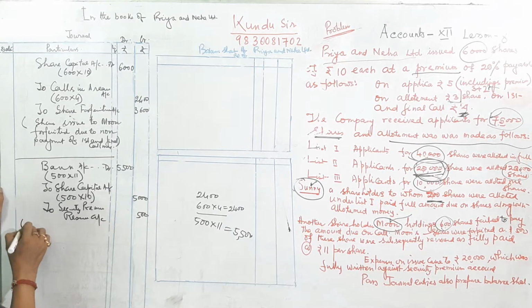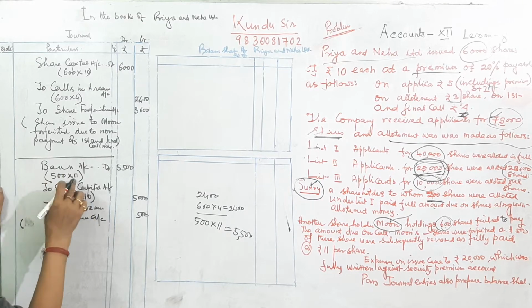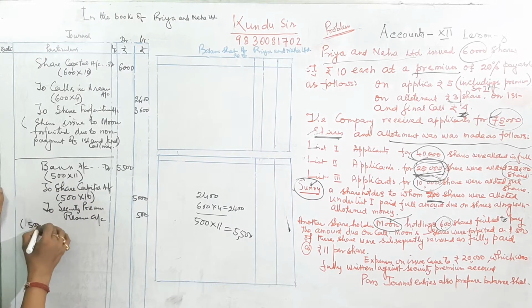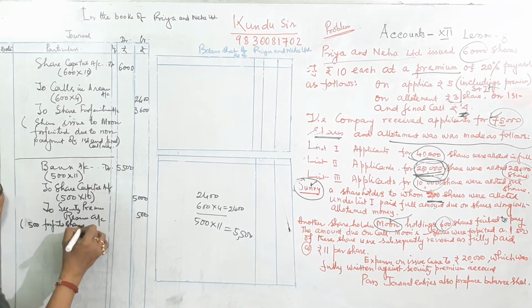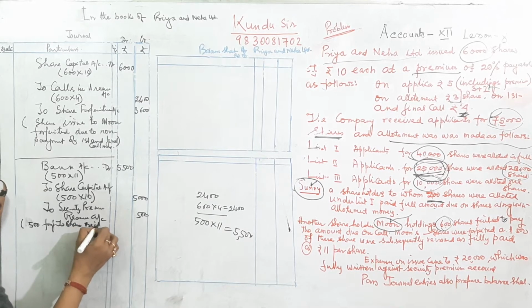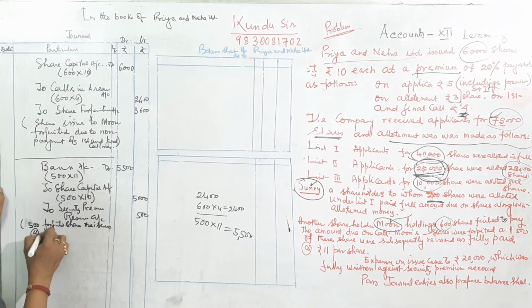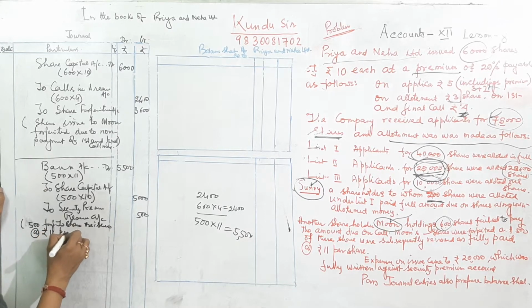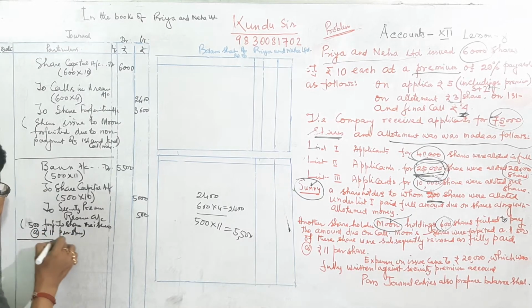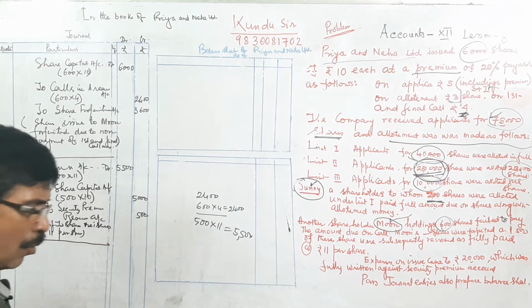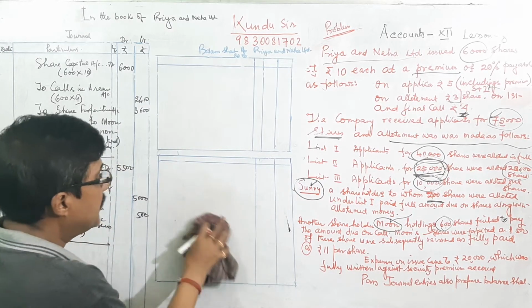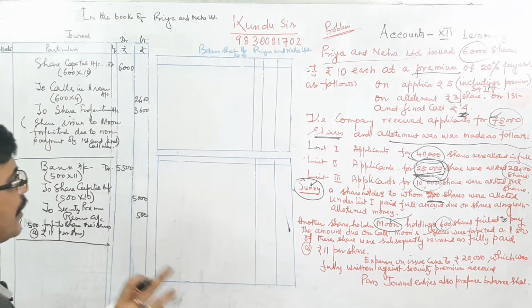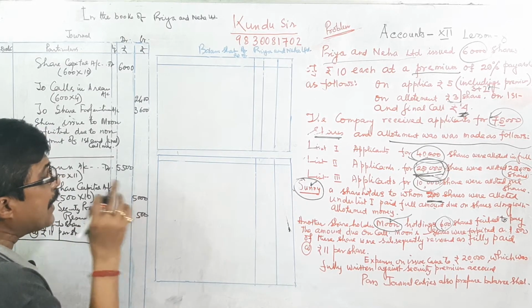So, forfeited shares, 600 is forfeited, 500 forfeited shares reissued at the rate of rupees 11 per share. That is this entry. Now, what is the next? What will be the next position for this? We are making the reissue. Then, capital reserve.